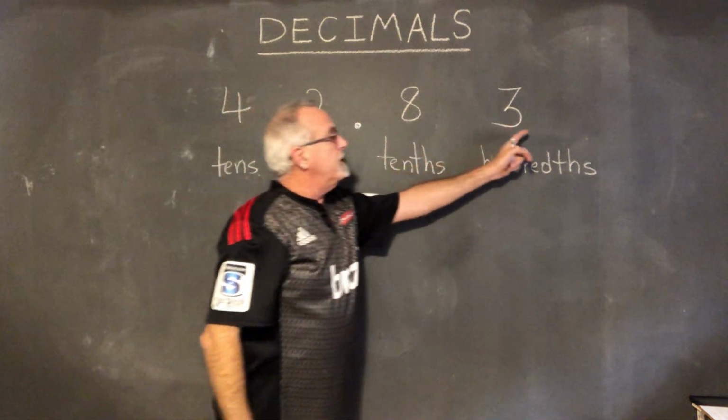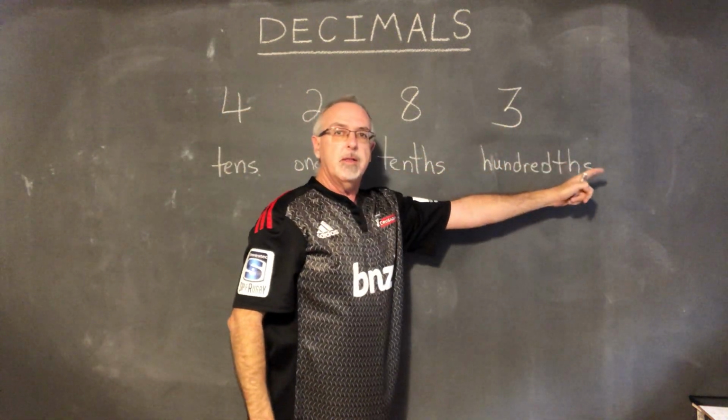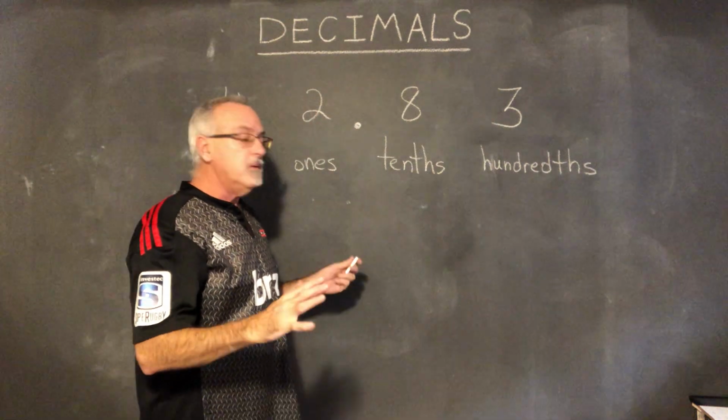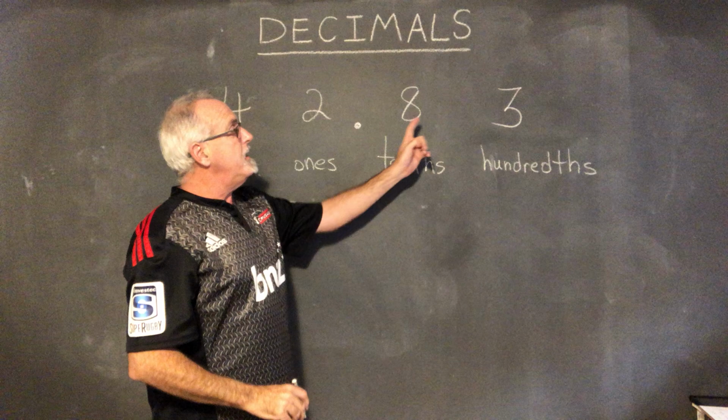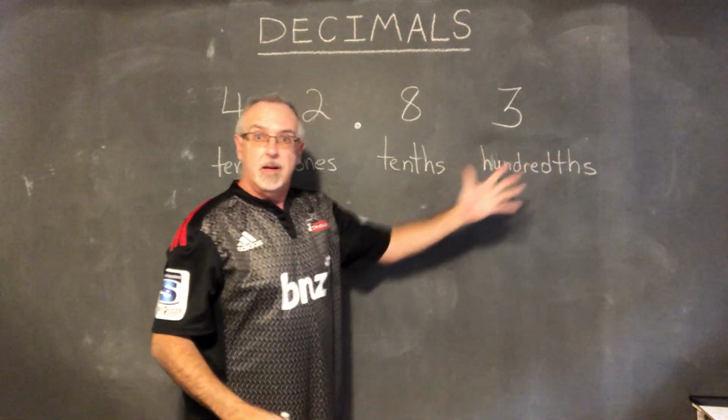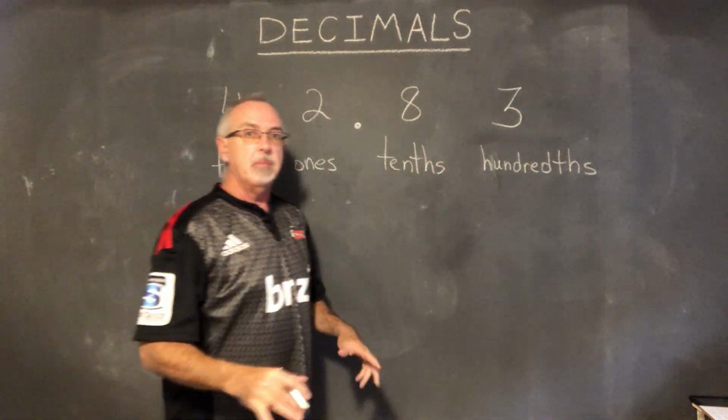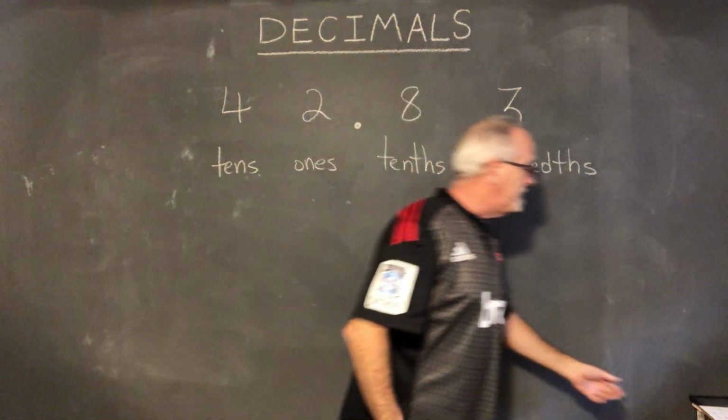And I'm not going further than the hundredths with the decimals right now because we're going to be talking about money quite a bit in this lesson. And money goes to the nearest hundredth. We're all familiar with money. Money makes decimals easier to learn.